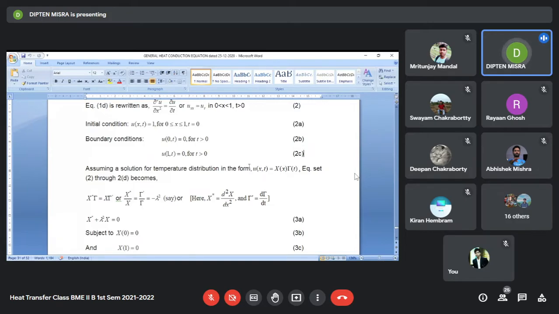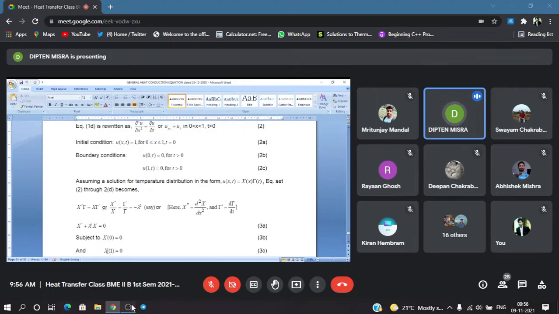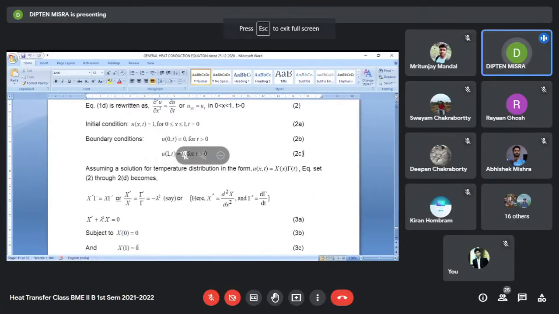Again, this we can write as u at (1, t) is equal to X at 1 into gamma t, for all time t greater than 0. And when we are applying this boundary condition at x equal to 1, u at (1, t) is equal to X at 1 into gamma t. Now this will be 0 again if and only if this will be 0 for all values of gamma t, if and only if X at 1 is equal to 0. So that is why we have written the other boundary condition, X at 1 is equal to 0.